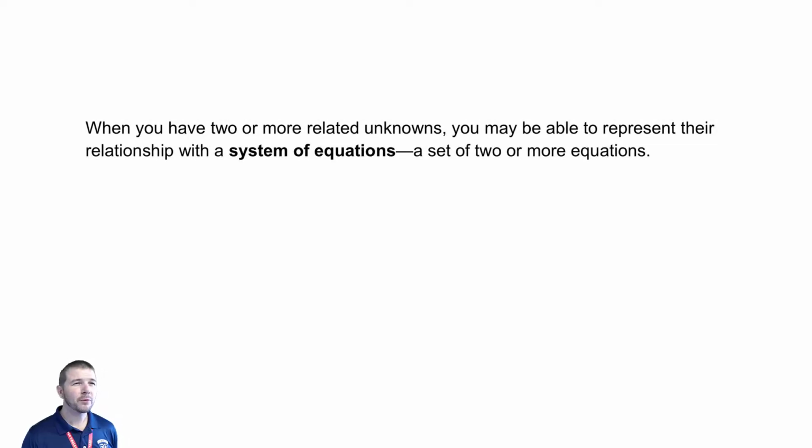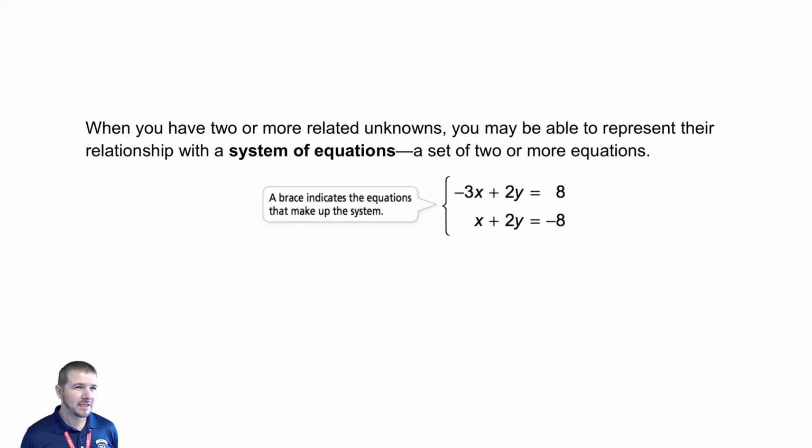When you have two or more related unknowns, you may be able to represent their relationship with a system of equations. That's just a set of two or more equations. Here's an example: negative 3x plus 2y equals 8, just one equation, and x plus 2y equals negative 8, another equation. When we consider them together as a set, we call that a system of equations. Now a brace, this tall brace on the left, indicates the equations that make up the system. It's kind of a grouping symbol to group them together.